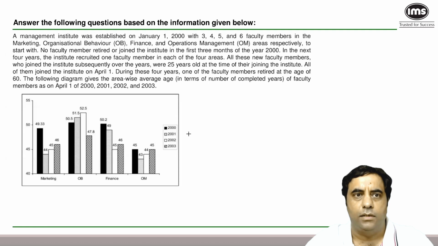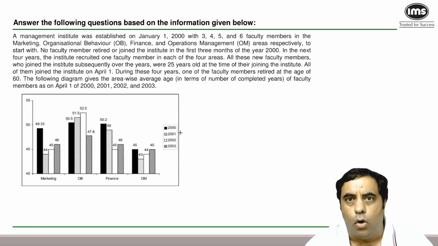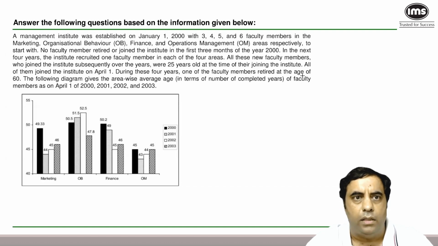Let's look at the question. A management institute was established on January 1, 2000 with 3, 4, 5, 6 faculty members in the marketing, organizational behavior, finance, and operation management areas respectively. Okay, so that means 3, 4, 5.